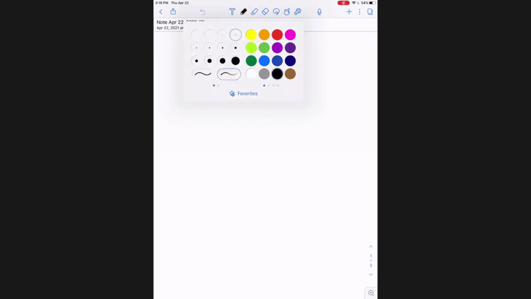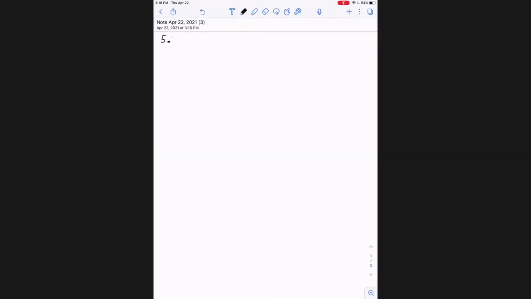All right, here we go. 5.3. I think you'll like this section. The fundamental theorem of calculus.